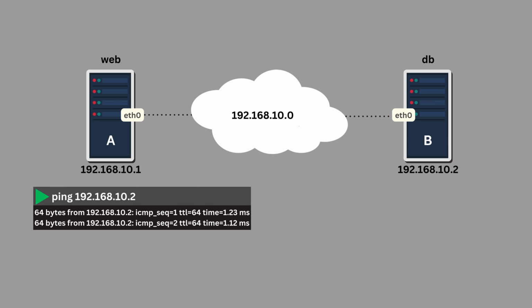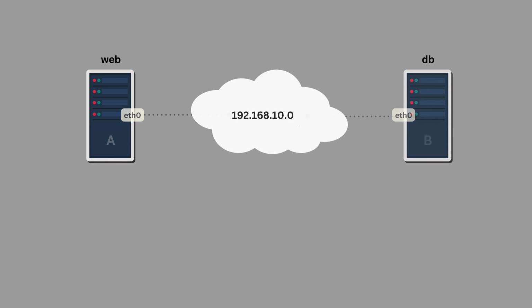Suppose you know that computer B is running database services and you prefer to refer to it by a more memorable name like DB, instead of remembering the IP address. To make this work, you need to inform computer A that the name DB corresponds to the IP address 192.168.10.2. Here's how to do it.